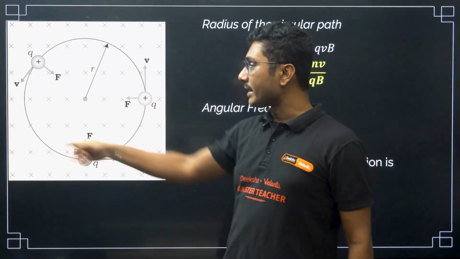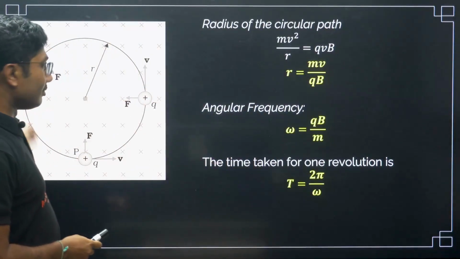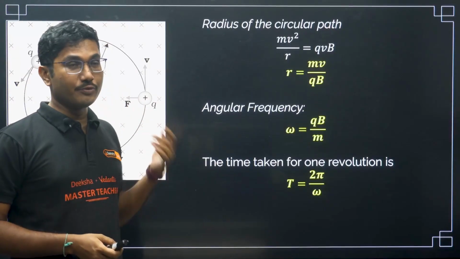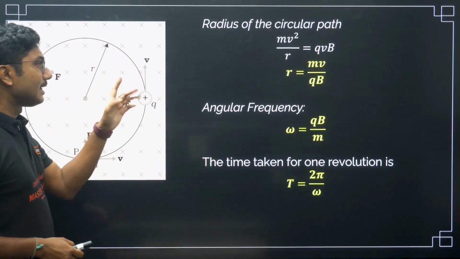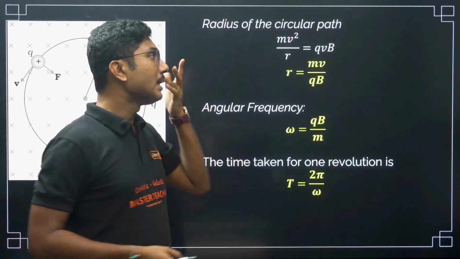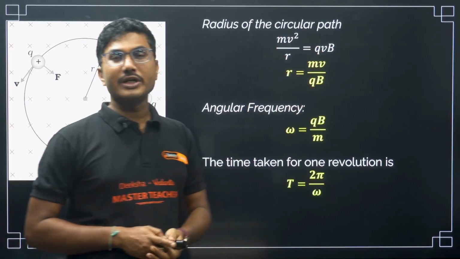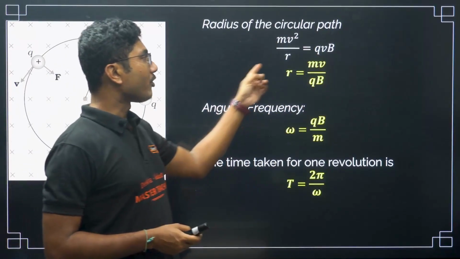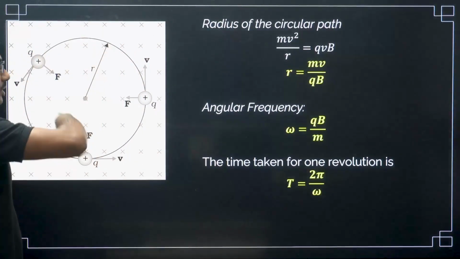The magnetic force acting on the moving charge is qvB sin theta. Theta is 90 degrees in this case, so sin 90 is 1. So we can write mv squared by r equals qvB. From there, by comparing, you can calculate the radius of this circular path.